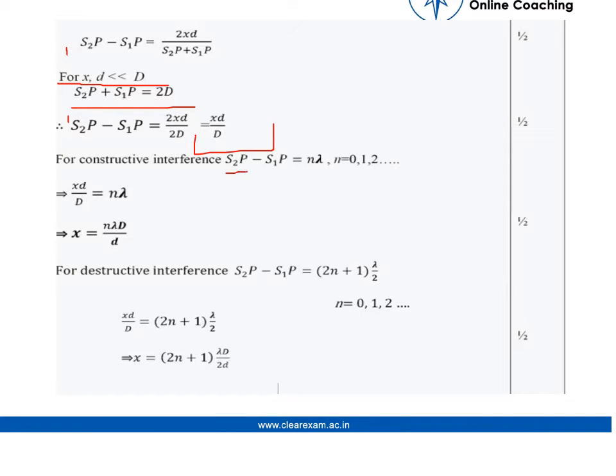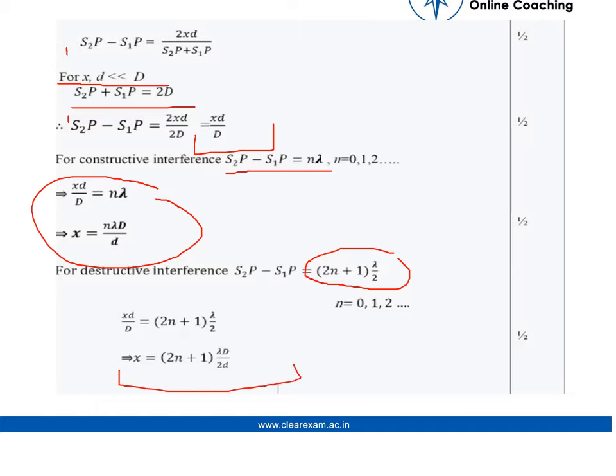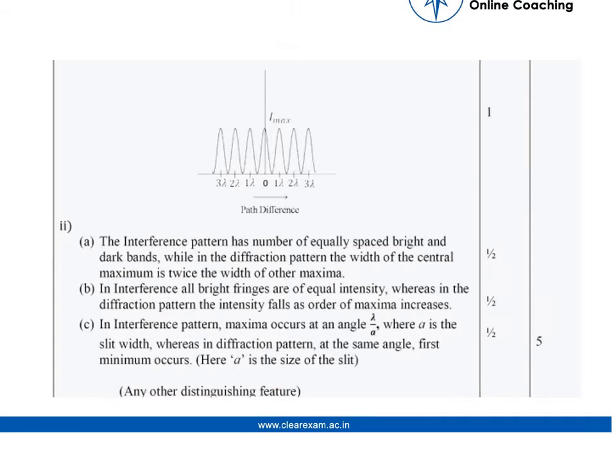For constructive interference, the path difference equals to n lambda. So putting n lambda, we get x equals to n lambda D by d. For destructive interference, it equals (2n plus 1) into lambda by 2. So substituting this value, we get x equals to (2n plus 1) into lambda D by 2d. This is a graph showing variation of intensity pattern against position x on the screen.